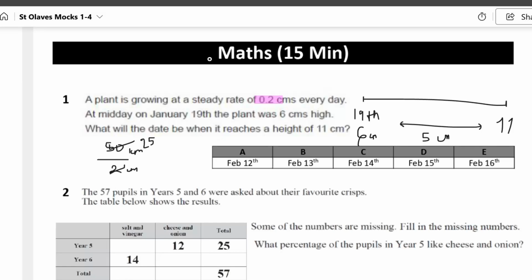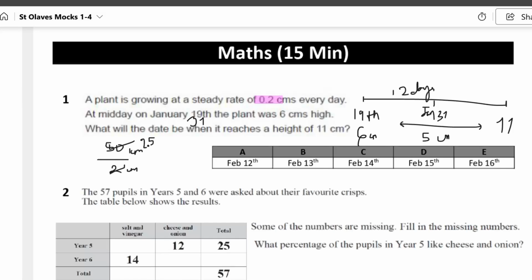So how many days in September? We have 30 days in September, April, June, and November. So January, it goes up to 31. So just to get to January 31st, let's put that over here. Jan 31st, how many days is that? That's 31 minus 19, which is equal to 12 days.